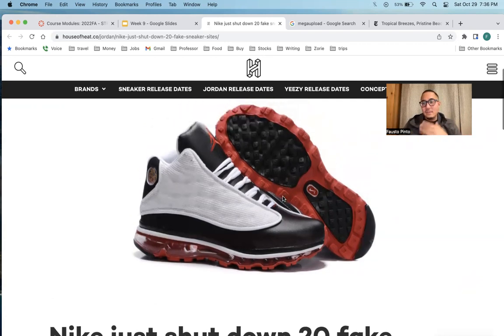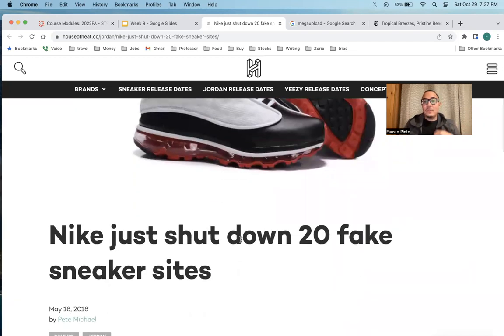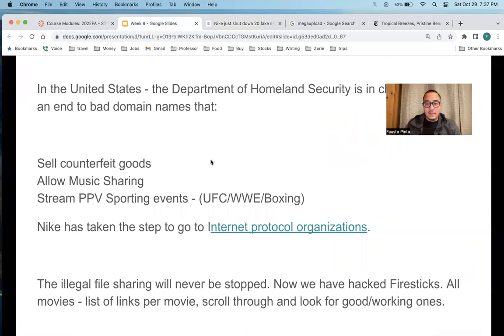And you look at this model here, if you're a sneakerhead, you know that this doesn't exist. Air Max Jordan does not exist. And so in order to stop the counterfeit goods, they shut down these domain names. But again, they pop up all the time. Again, it can never be stopped.